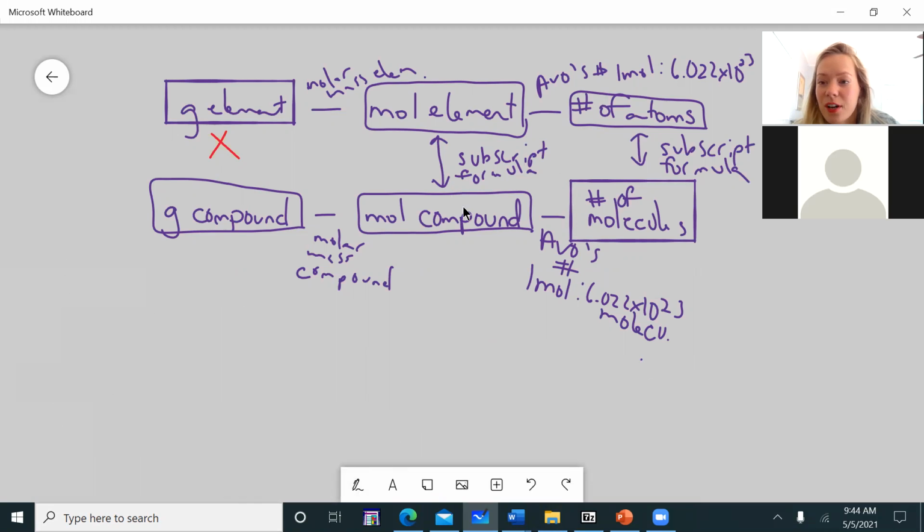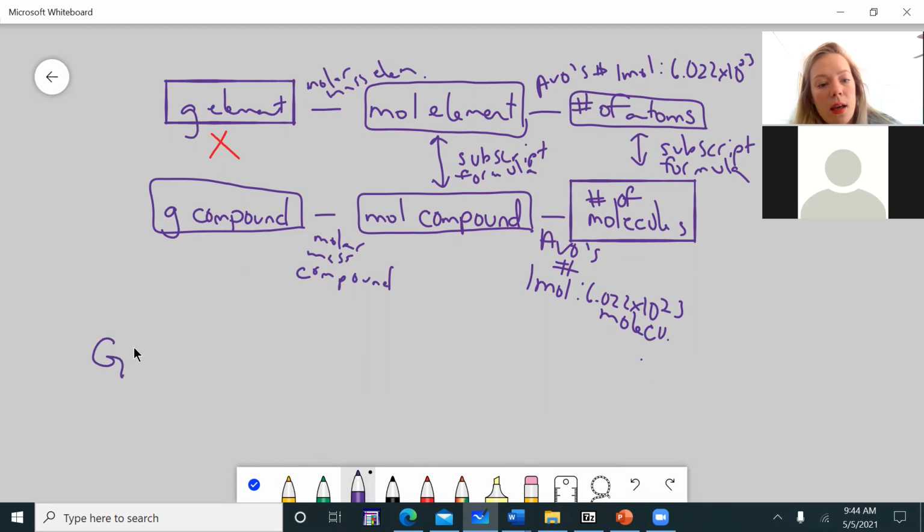I'm not going to tell you where you're starting or where you're ending on the flow chart, but use the flow chart accordingly. So let's say, I'll write it out in words.